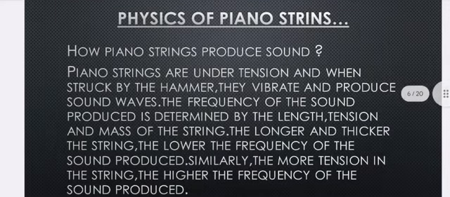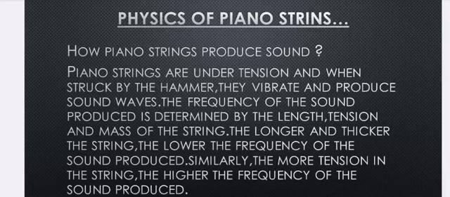Physics of piano strings. How piano strings produce sound. Piano strings are under tension and when struck by the hammer, they vibrate and produce sound waves. The frequency of the sound produced is determined by the length, tension, and mass of the string. The longer and thicker the string, the lower the frequency of the sound produced. Similarly, the more tension in the string, the higher the frequency of the sound produced.